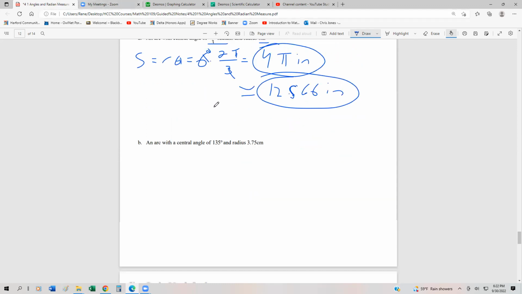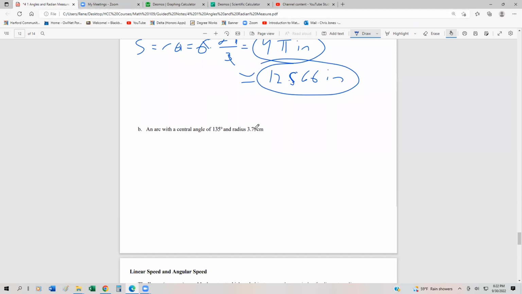Now we have an arc with a central angle of 135 degrees and a radius of 3.75 centimeters. Now be careful. I see some students doing this often. Using our formula r theta, they take that 3.75 and multiply it by 135 degrees, but that is not correct. What we have to do first is make sure that this angle is in radian measure.